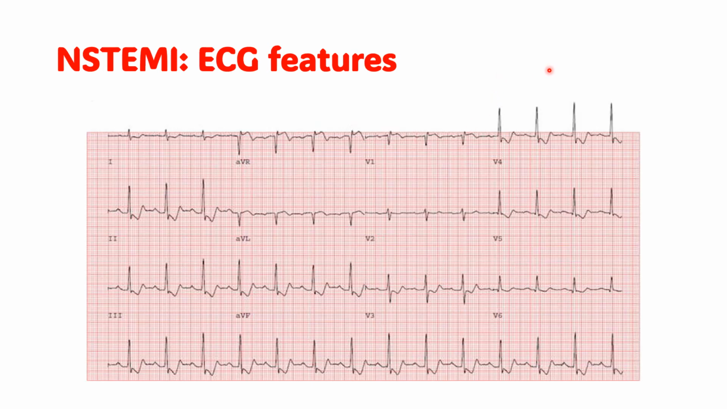So let's look at some ECG features of NSTEMI. So we're going to have some regional ST segment depression. We might have some T wave inversion or flattening, and it can also present with the features of new left bundle branch block, which I'm not going to talk about in this video. I'm going to do a separate video about bundle branch block, and really go in depth about that particular topic.